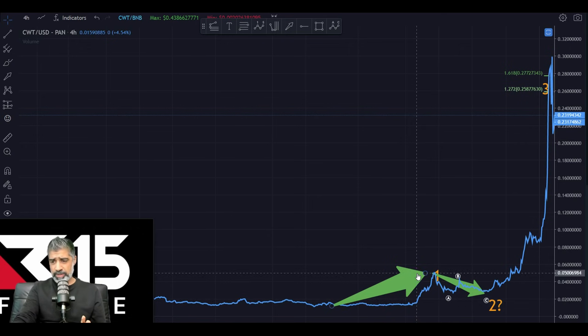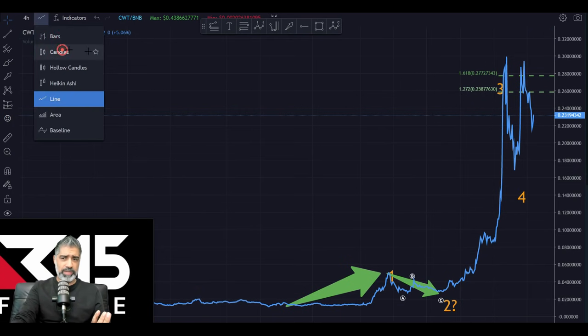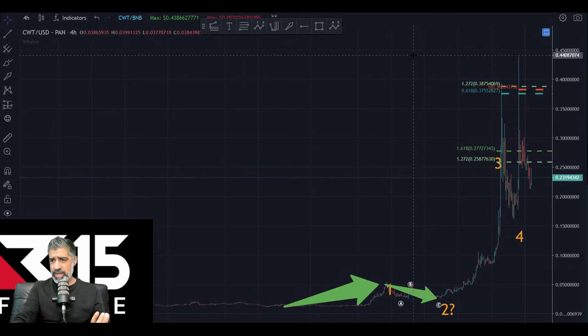It moved up to 5-6 cents, corrected down to around 3 cents again, and then that was when we did another video, and then it just really took off, right? Really took off, and currently hovering around 23 cents, but if we use candlesticks, you'll see there was some very aggressive buying happening. It went as high as 45 cents, right?